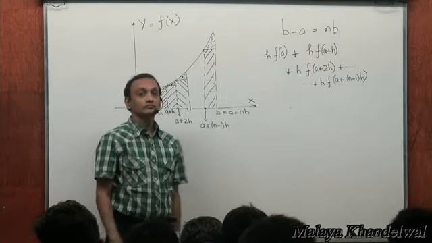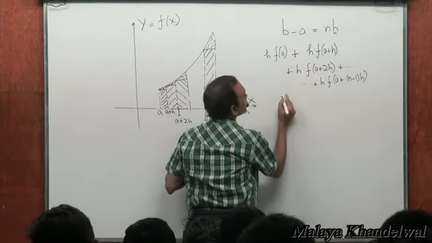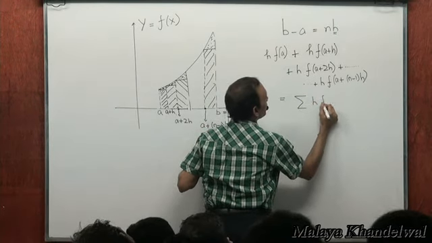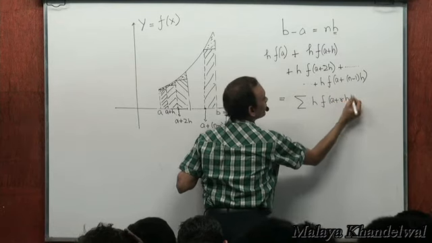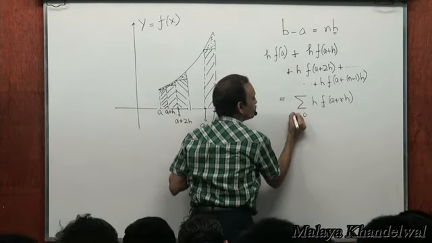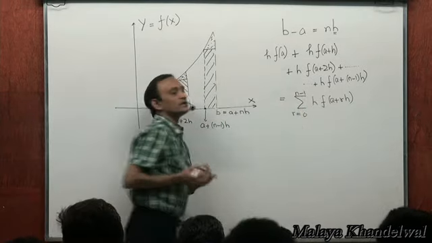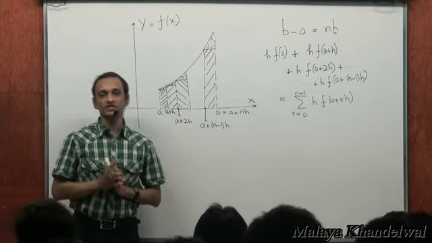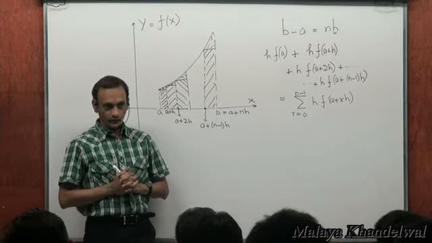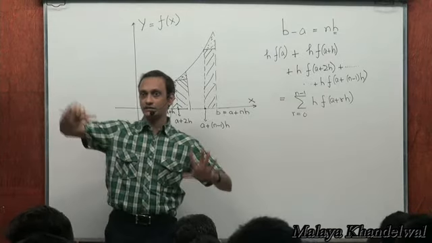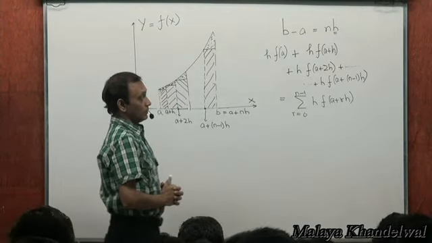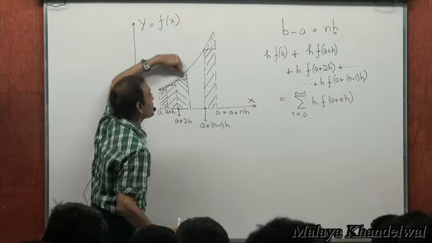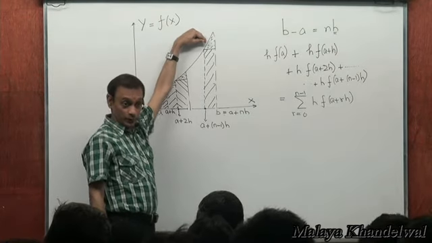Now, so essentially, this summation h into f(a plus rh), r equal to 0 to n minus 1, is a decent approximation to this area, the area under the graph of y equal to f(x). Now, the error, like I said, would be the sum of these areas. Some of these areas would be the error produced, right?